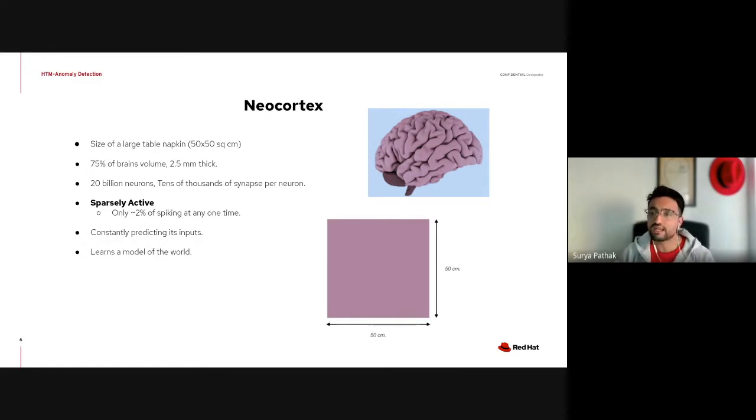One of the important characteristics is that it is sparsely active. We just said there are 20 billion neurons, but all 20 billion neurons do not take part at once in any activity. Only 2% of the neurons spike at one particular time. And it's constantly predicting its input. This is also a fascinating feature of our human brain, which I also came to know. Our brain is constantly predicting.